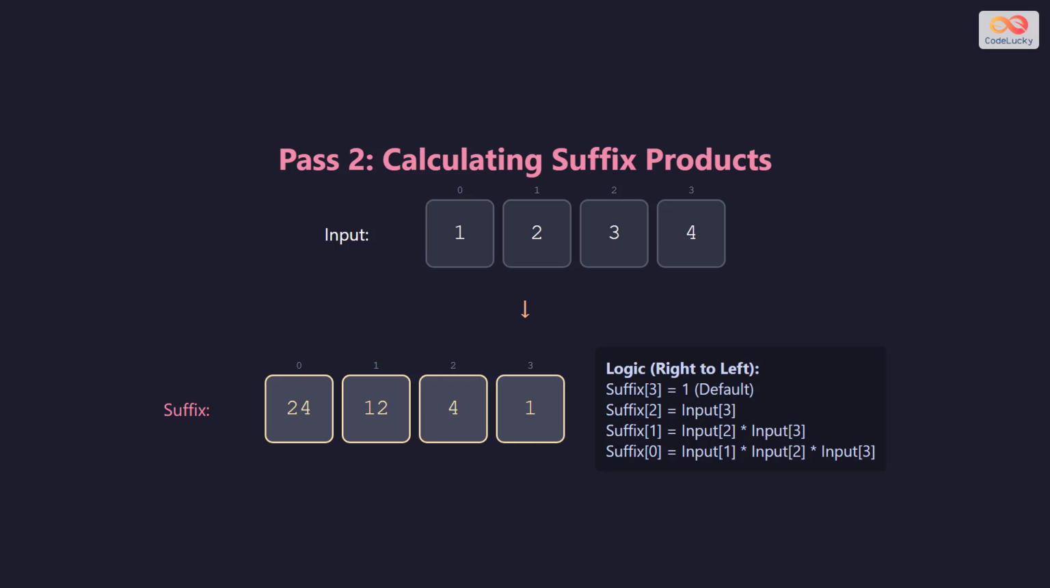Next, we do the same thing but from the right side, creating a suffix array. The last element has nothing to its right, so it defaults to 1. We move backwards, multiplying the numbers as we go. This array represents the product of all numbers appearing after each index.